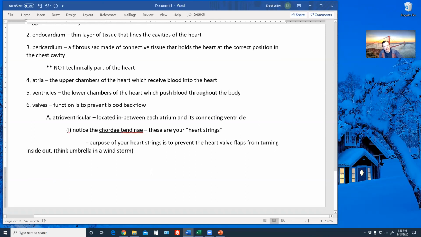Okay, so at any rate, we have atrioventricular valves. They are positioned between the atria and ventricles, and their job is to prevent backflow. Then we also have the semilunar valves. The semilunar valves are located between each ventricle and its attached artery.